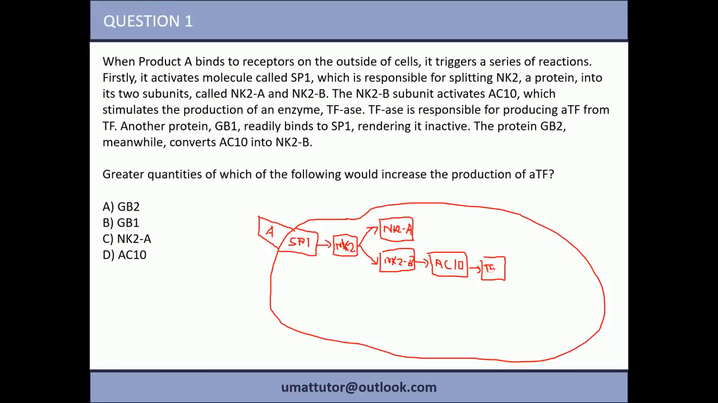I'll just put TFA for short. Now, TFAs is responsible for producing ATF from TF. So it's responsible for converting basically from one enzyme to another. I'm just going to put down here an arrow like this, showing that TFA or TFAs is the one responsible for converting TF into ATF, as we've got up here.